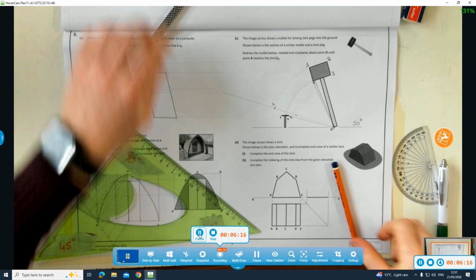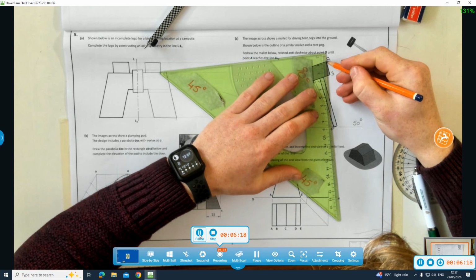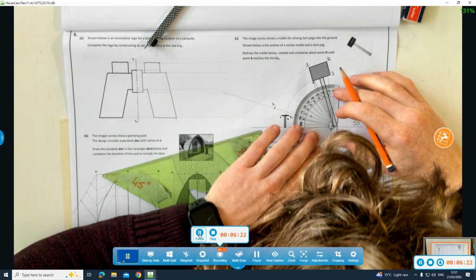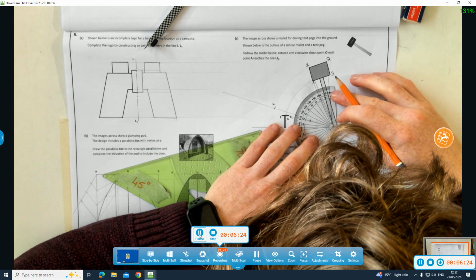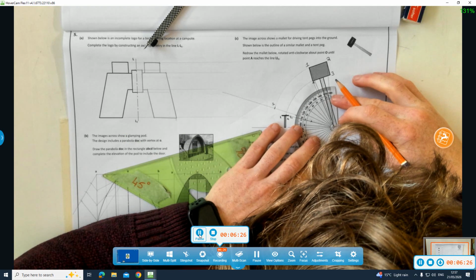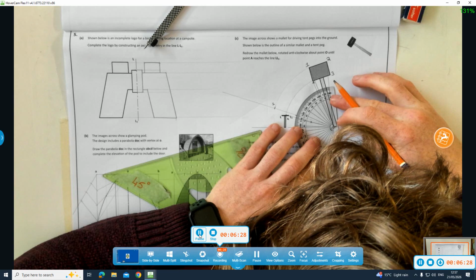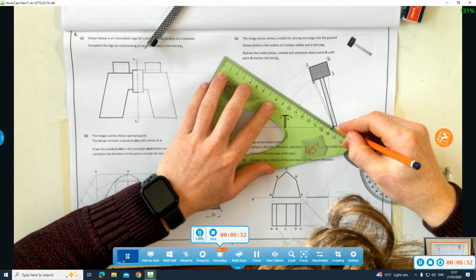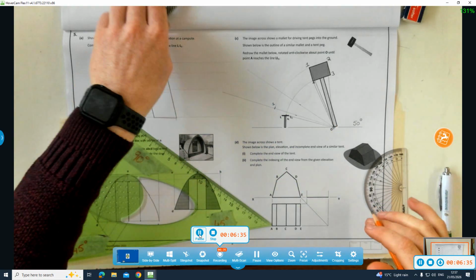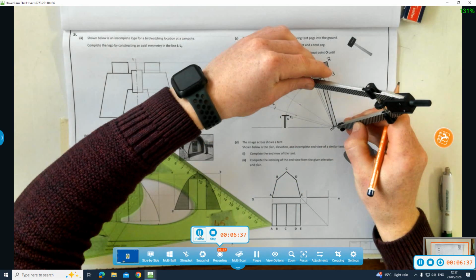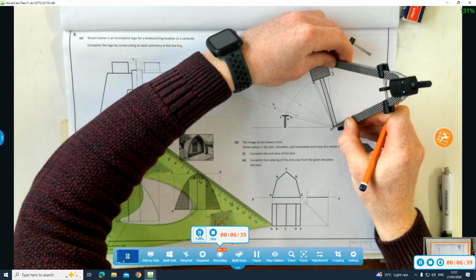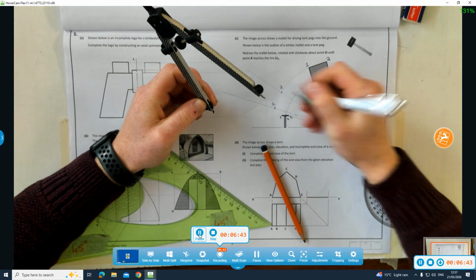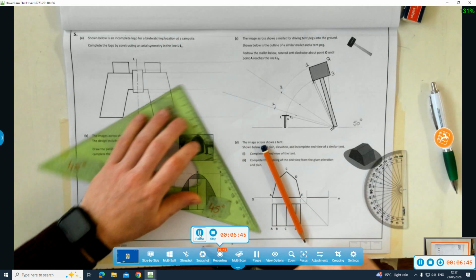So we do the exact same for number 2. Join 2 to O. We're marking 50 degrees on that, so you line up your protractor with the line we just drew. We're measuring 50 degrees. We can draw out 50 degrees there, and we can swing around point number 2. That's number 2 swung around. Same with number 3.